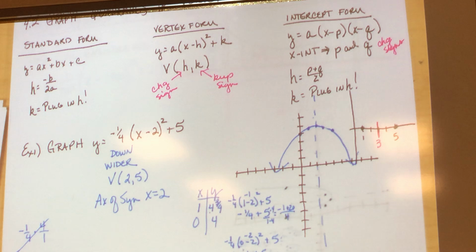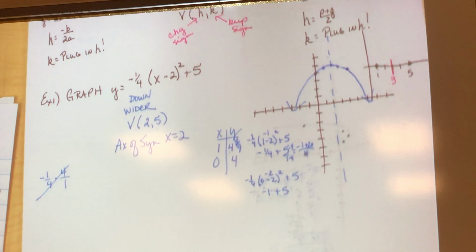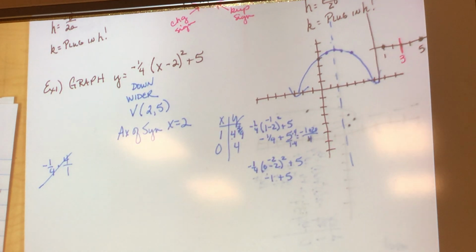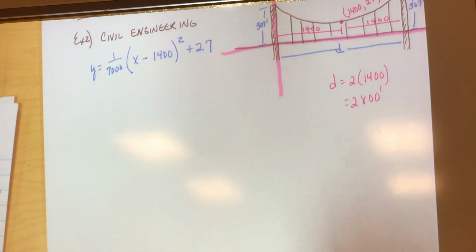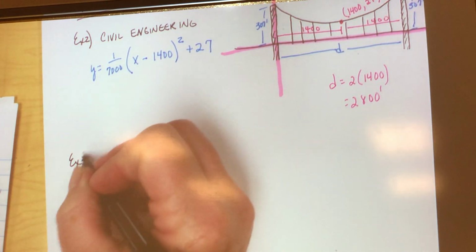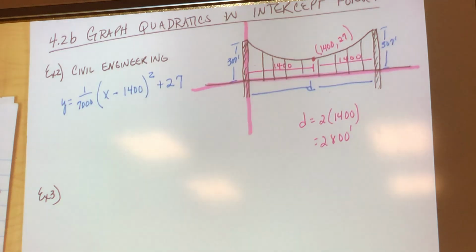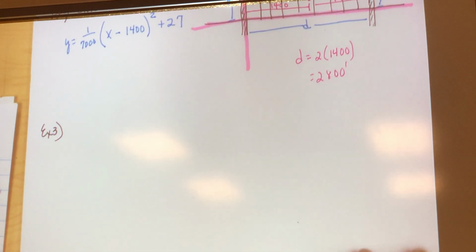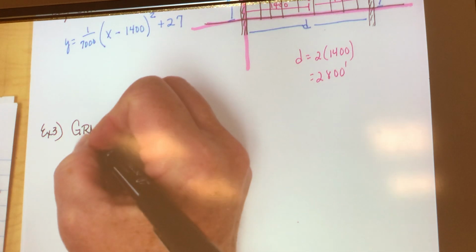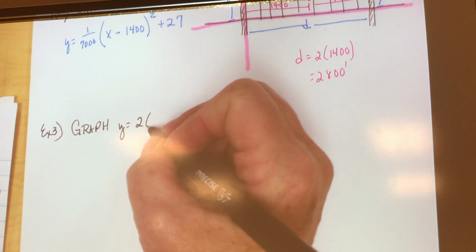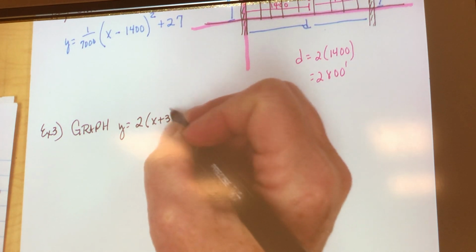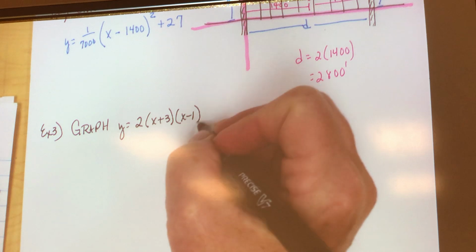Okay, so y'all, this is that easy. All right? This is that easy. So let's do a problem. Are you ready? I'm going to do it under this problem. Okay, so this is going to be example 3. Okay, example 3, and it is going to look like this. Graph y is equal to 2, open parentheses, x plus 3, close parentheses, x minus 1.